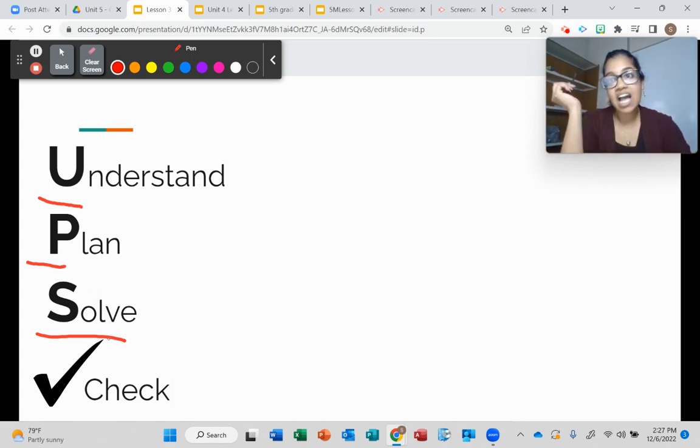And then anytime we're solving word problems or doing any math, it's really important to check our answer because we're all human and sometimes we make mistakes, and we want to make sure that the answer we are giving is answering the question that we need to answer. Okay. All right, let's go ahead and get into our word problem for today.